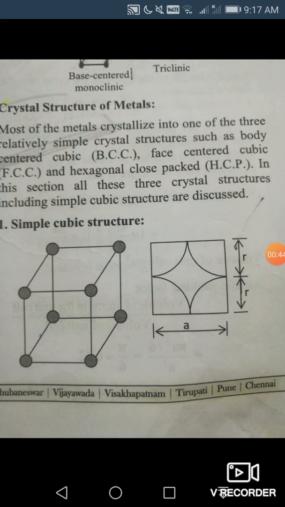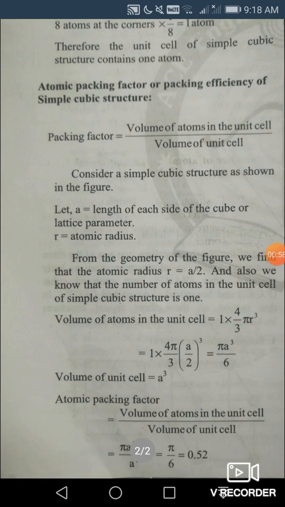So the side of this unit cell is equal to how much? R plus R, that is equal to 2R. So 2R is equal to A in the case of the simple cubic structure. Now let us see how to find out the packing factor for this particular structure.